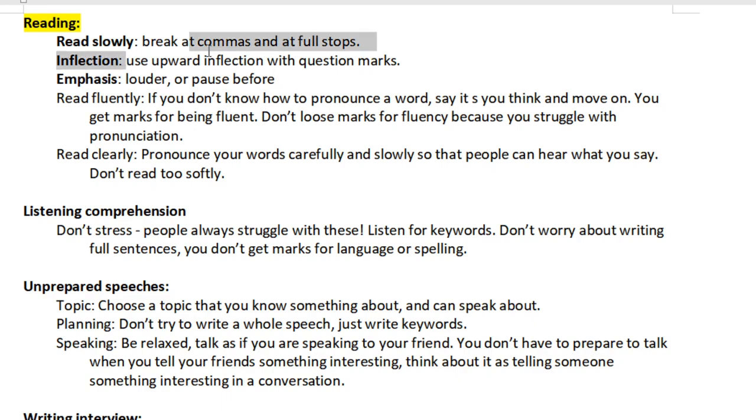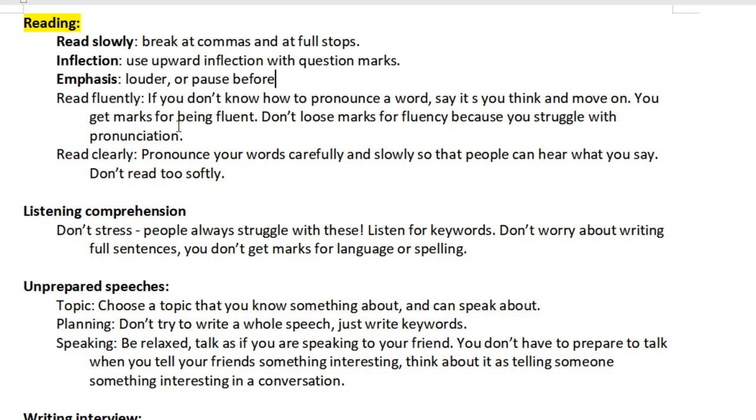Let me say this sentence again in a couple of different ways. Okay, so first I'm going to use louder. Use upward inflection with question marks. Or I can pause. Use upward inflection with question marks. All right? So there was no comma there, but I paused because I want the first thing I said to sink in before I say the next thing.